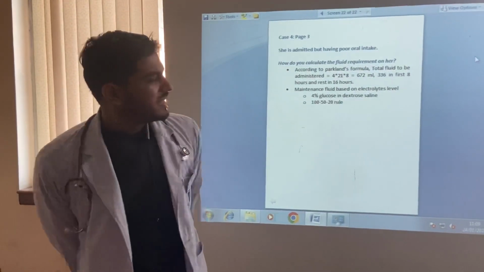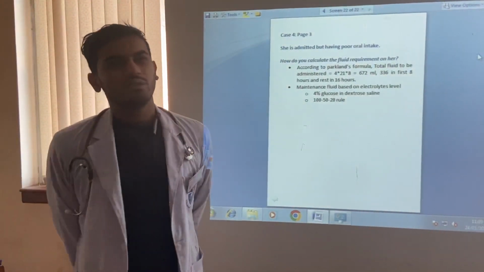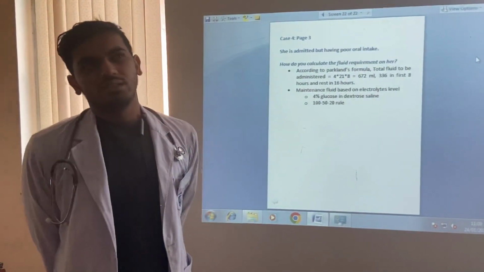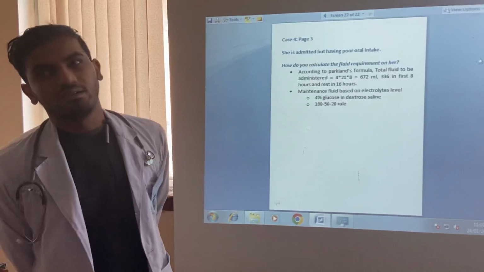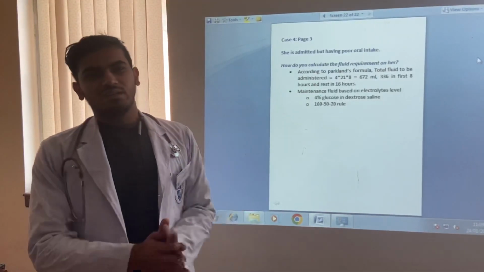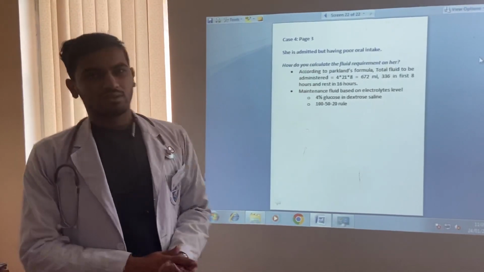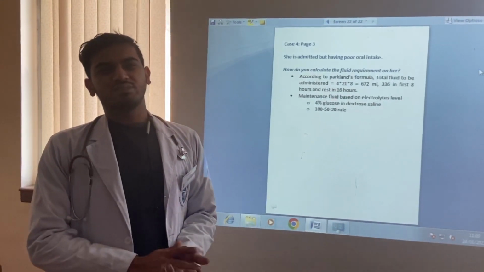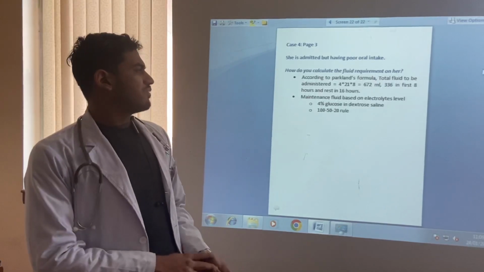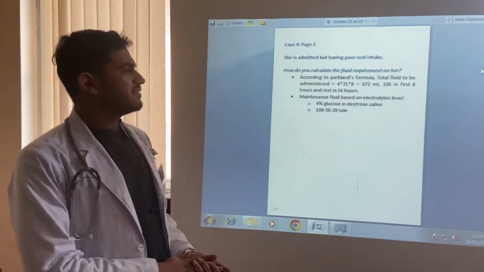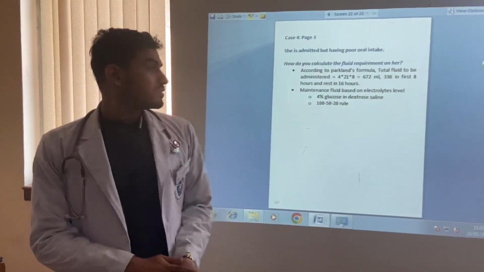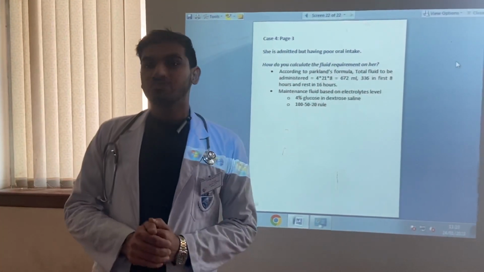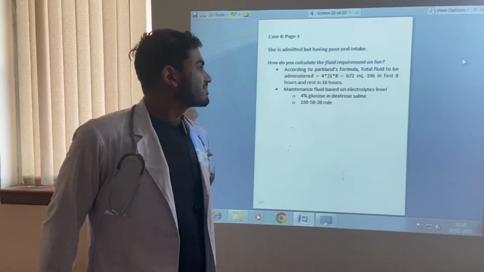In pediatric patients, we have to give dextrose saline. In adults, we generally do not give dextrose, but in pediatric patients there is a deficiency of glycogen, and 4% glucose in dextrose saline can be given in the maintenance fluid also. The 100, 50, and 20 rule must be applied in this case.